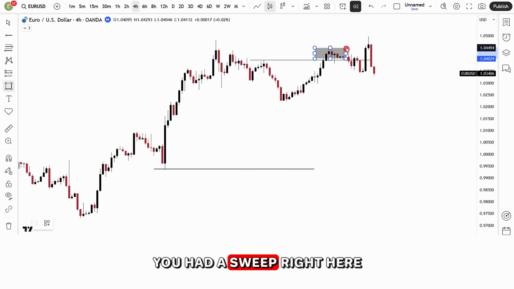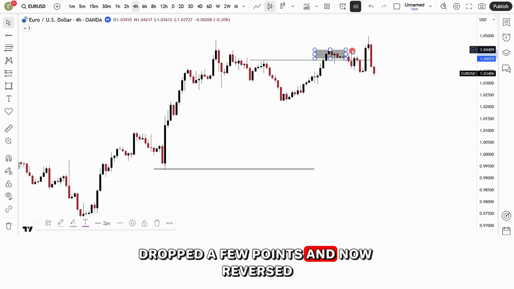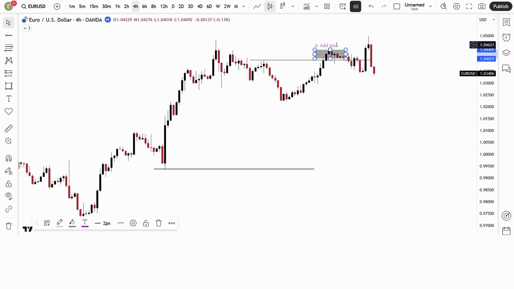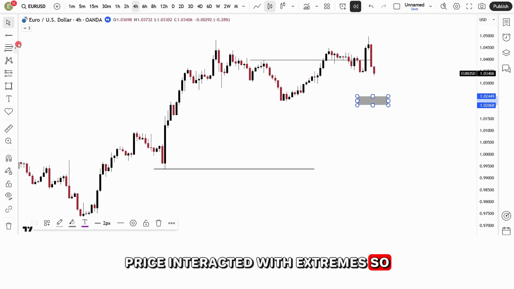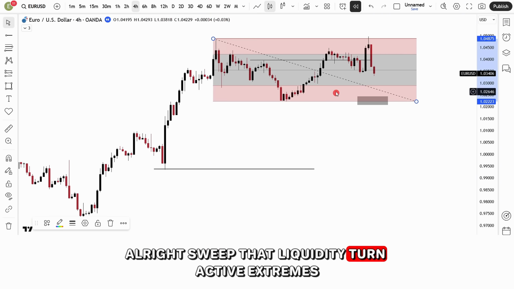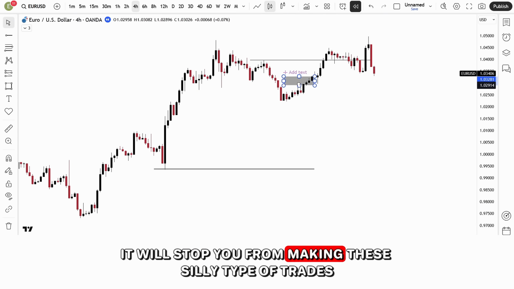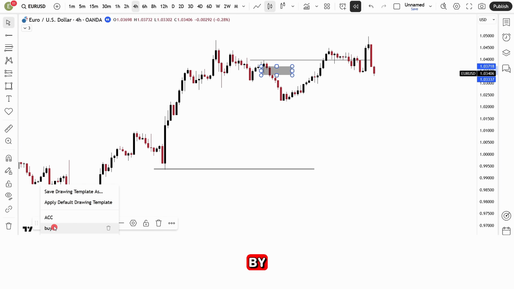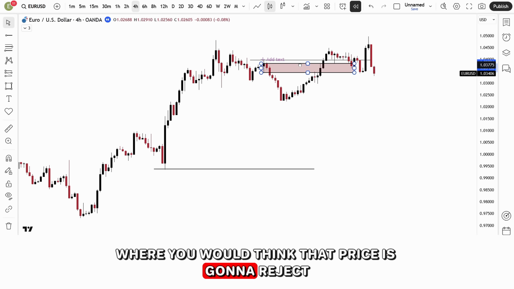You had a sweep right here, dropped a few points, and now reversed. What did price interact with? Price interacted with extremes. So price swept that liquidity to interact with extremes. And how this does help is it'll stop you from making these silly type of trades where you would think that price is going to reject from this zone.